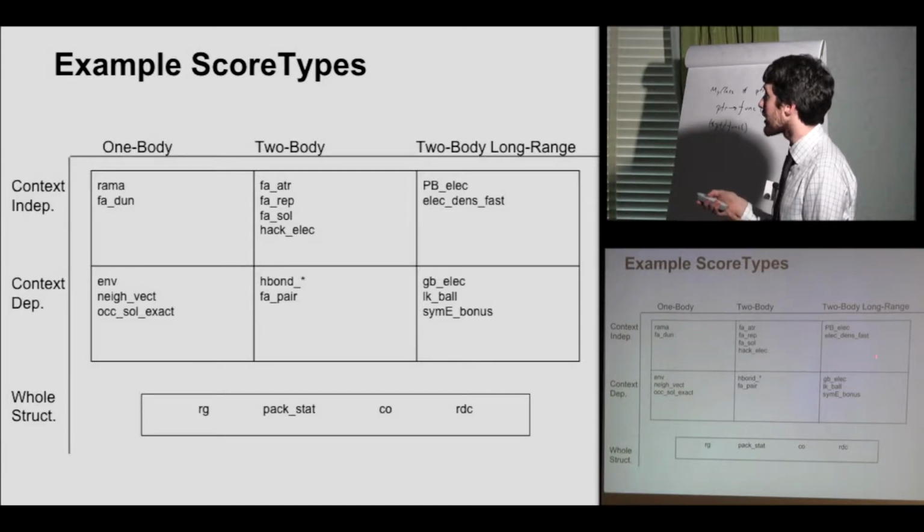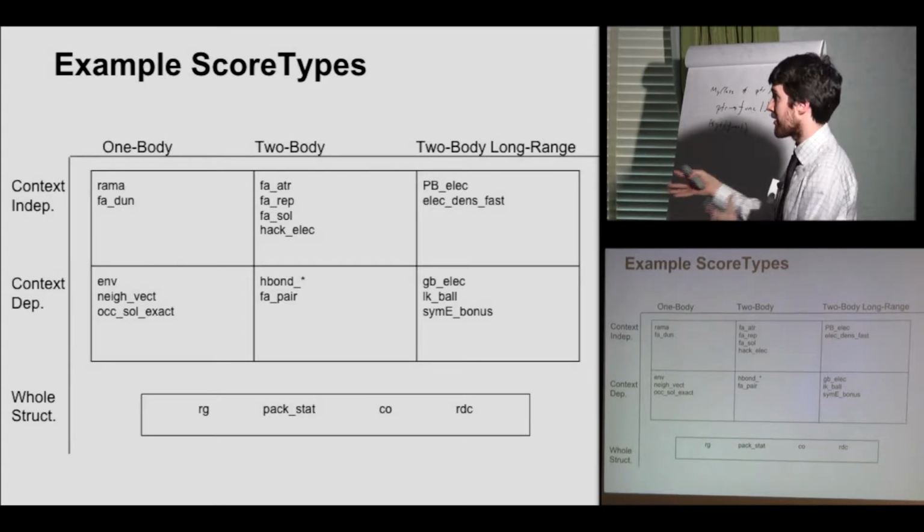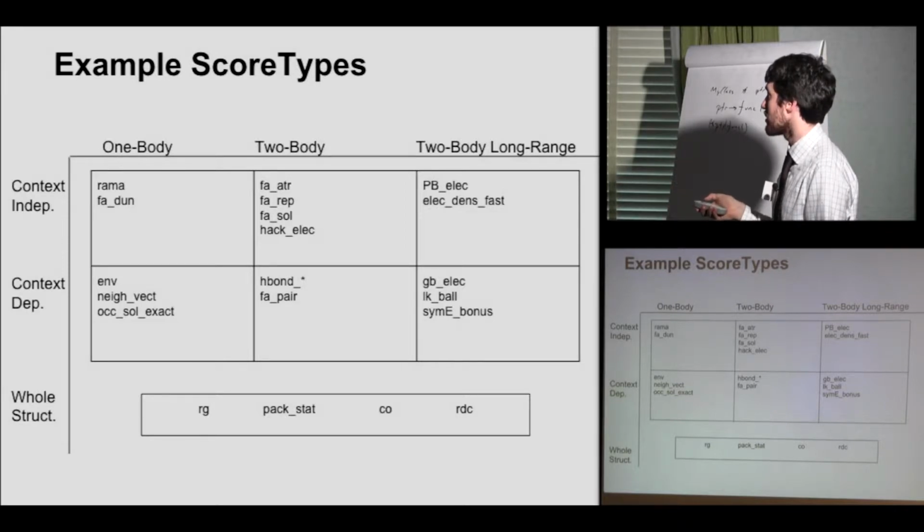And then the two-body long range. In order to do the two-body, it first finds all of the pairs that are close together, and then evaluates the two-body term. The two-body long range does it the other way around. It first asks the energy term which pairs are interacting, and then it finds them. So the Poisson-Boltzmann electrostatics, and the electron density score term, for instance, fit into this criteria.